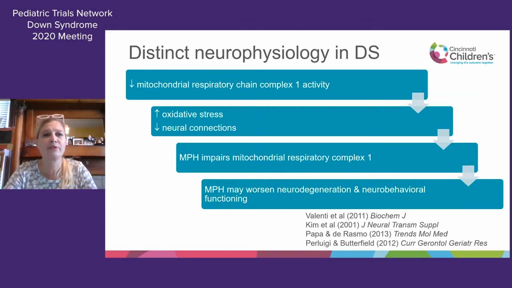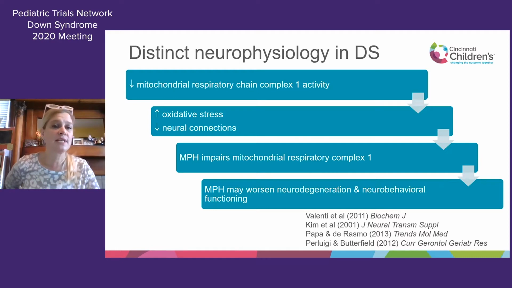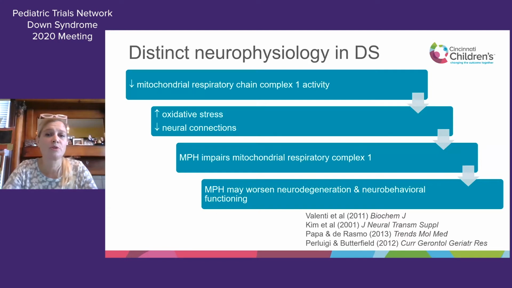And even more distinct neurophysiology is that there's decreased mitochondrial respiratory chain complex 1 activity, which results in increased oxidative stress and decreased neural connections for kids with Down syndrome. And methylphenidate further impairs mitochondrial respiratory complex 1, which means that taking methylphenidate could actually worsen neurodegeneration and neurobehavioral functioning in kids with Down syndrome. So for those lower rates of medication use in kids with Down syndrome, there are some legitimate reasons for why physicians might be following those practices.